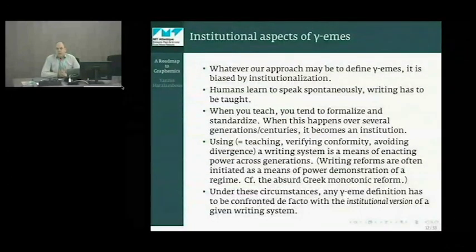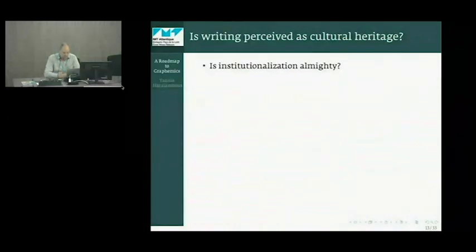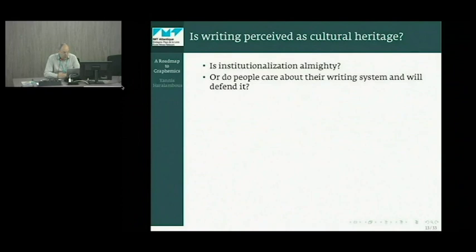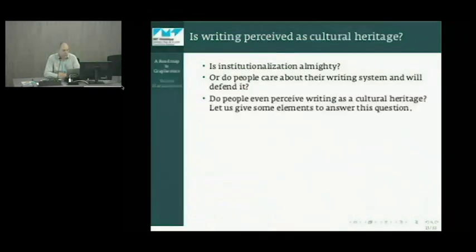So, if we want to study graphemes, the linguistic way is nice, it's innocent, pure, but you also have to consider institutionalization, and you have to confront your study of a writing system with the institutional version, sometimes the wannabe version of the writing system. So, this is kind of a parenthesis question: is institutionalization almighty? And how do people feel about their writing system? So, question, is writing perceived as cultural heritage? And I'm focusing a bit on the West.